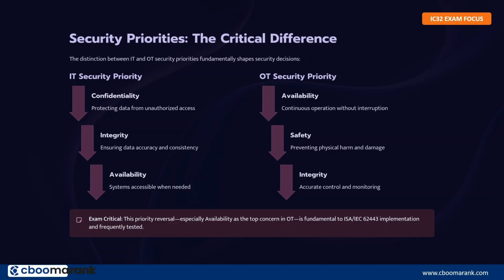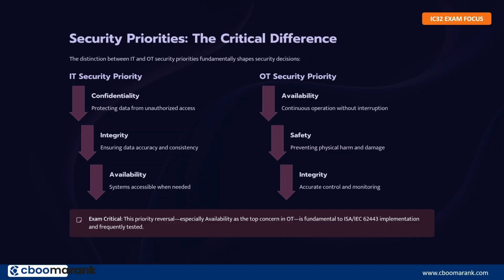If you remember one priority rule from this course, it should be this one. The OT security priority must be availability, safety, and integrity. So this is critical, an exam-critical priorities reversal, especially that availability is the top concern in OT. It's also fundamental to our framework IEC 62443 implementation, and it's frequently tested.